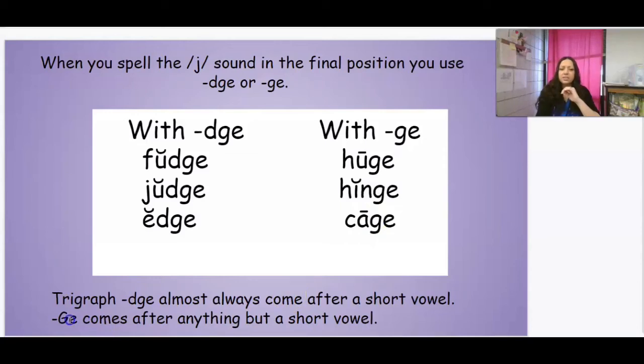Now, GE comes after anything but a short vowel. So just like trigraph TCH comes after the short vowel, and then you can spell the CH, it's the same thing with the J sound. Trigraph DGE goes after a short vowel. You use GE after everything else, okay? So here's the actual rule card.